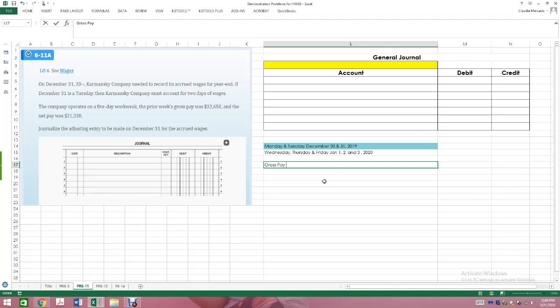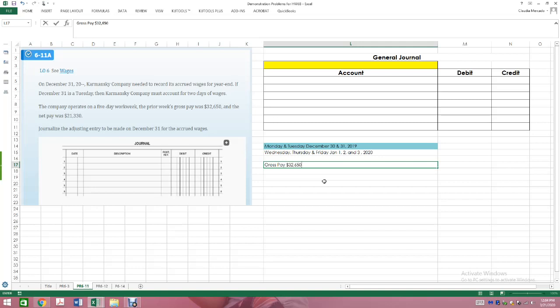And according to the problem, our employees had earned the prior week $32,650. I don't know how much they're going to earn this week, but I'm going to run with what they had last week as my guide. If any minor adjustments need to be made at a later point in time, they'll be made. But for now, this is the information I have. So I'm going to run my entry based on the data that I have.